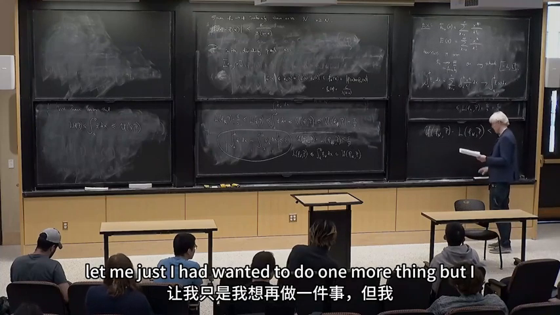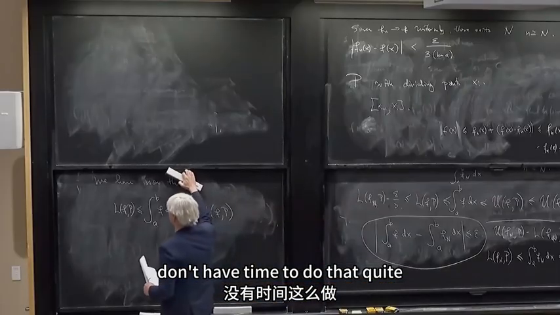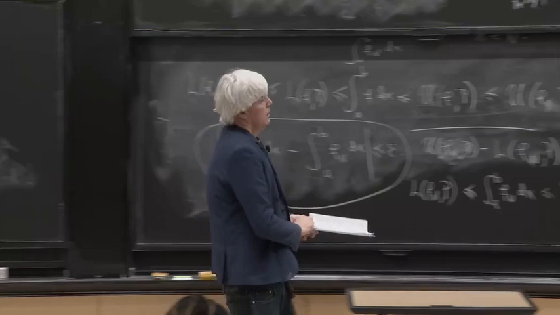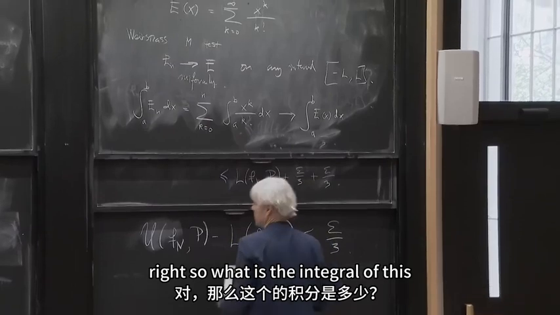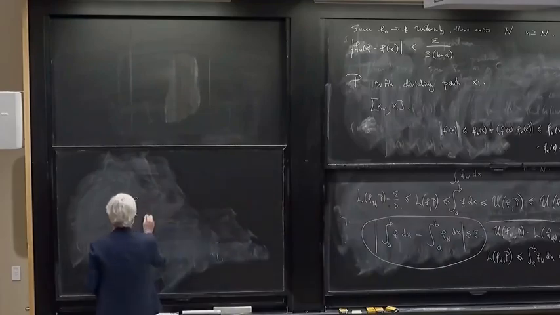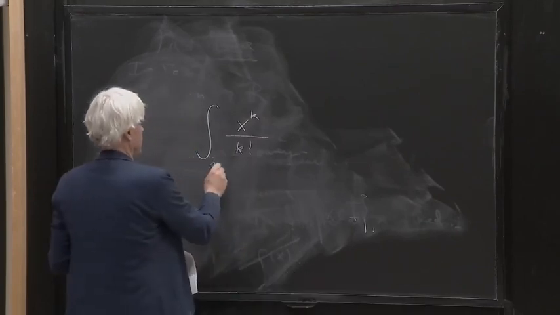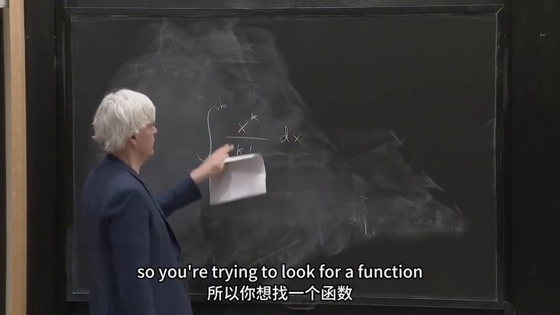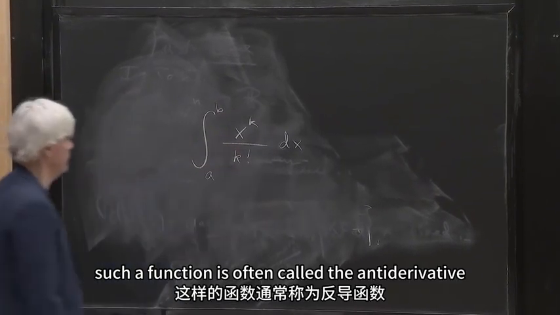I had wanted to do one more thing, but I don't have time to do that quite. So I'll pick up on that next time, but let me just observe something about integrating this thing here. So you're integrating x to the k over k factorial. When you're integrating a polynomial, you're using the fundamental theorem of calculus. So you're trying to look for a function whose derivative is this, right? Such a function is often called the antiderivative.